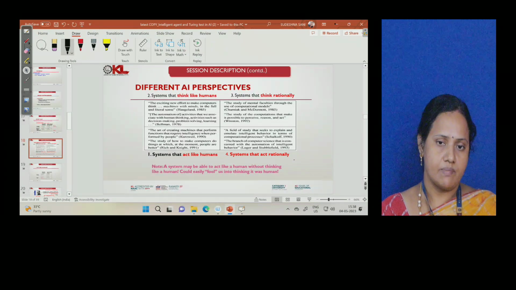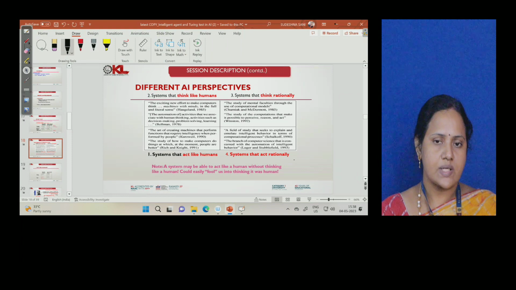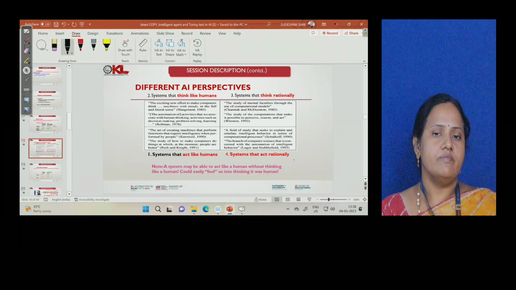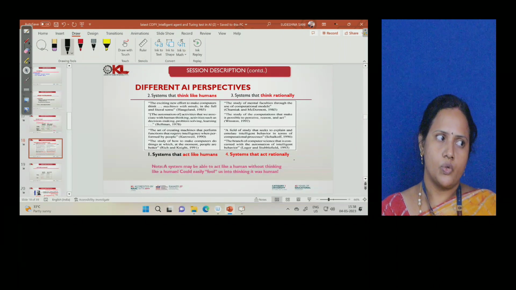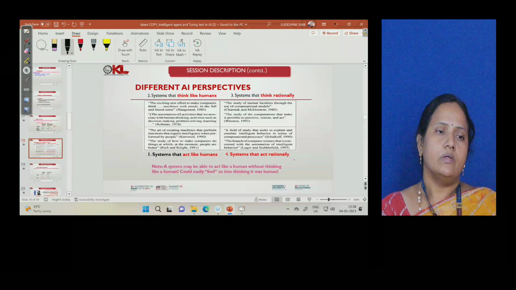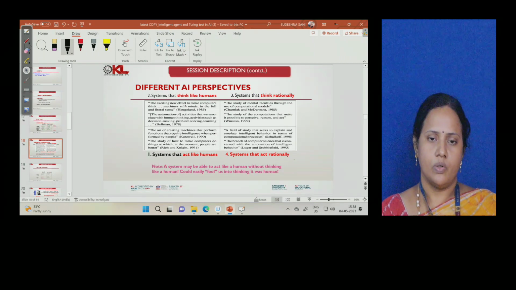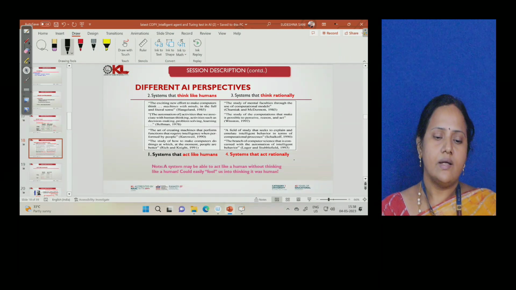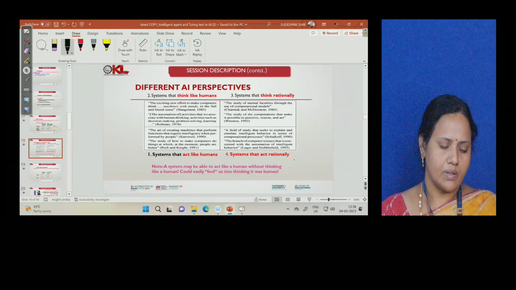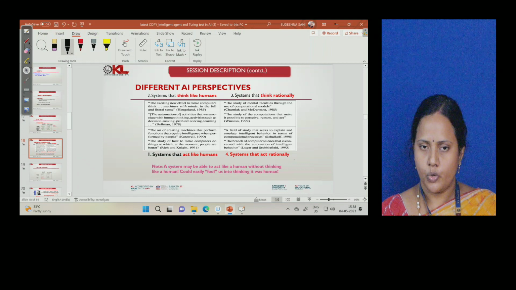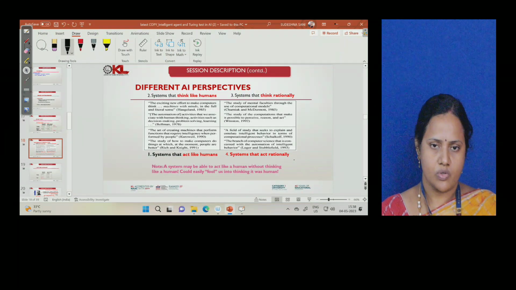When we say systems that act rationally, we can define it as the branch of computer science concerned with the automation of intelligent behavior. Like how a human being exhibits intelligence, how he is able to infer something new from already existing facts. If a computer can also do that, then it is more or less equal to a human being. So this is the other major area that was focused on.